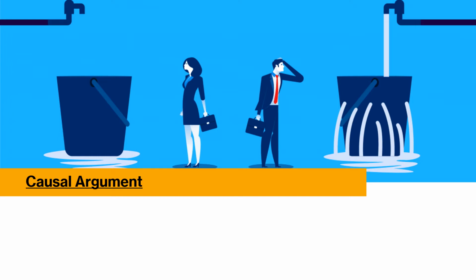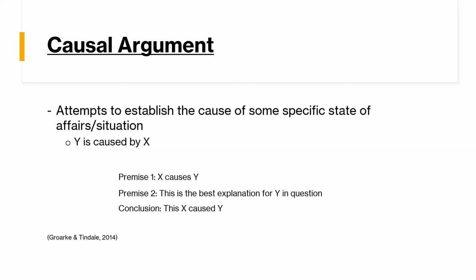Arguments generally have a structure or pattern to them, which have been studied by logicians and philosophers. These patterns are called schemes of argumentation, and the scheme I'll be presenting to you is called the causal argument. Causal arguments are a type of empirical scheme of argument that's used when the arguers debate on factual issues.